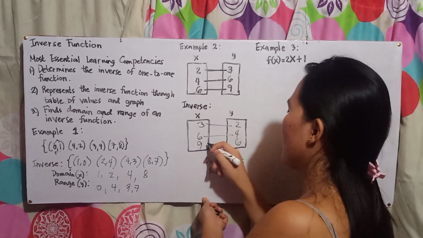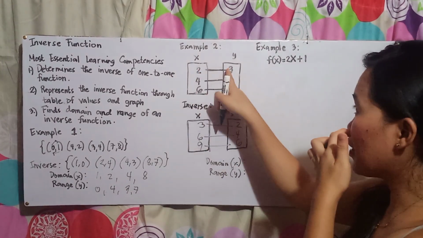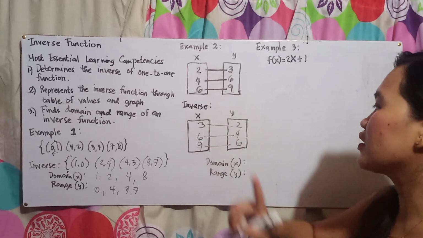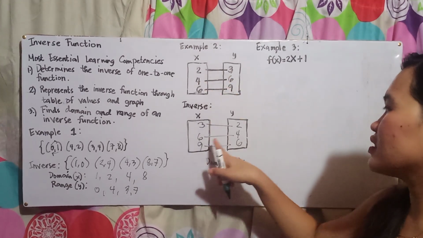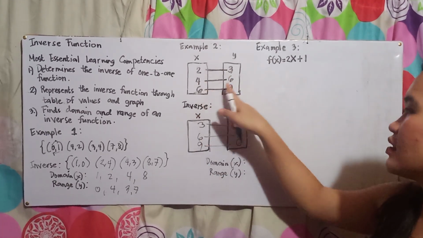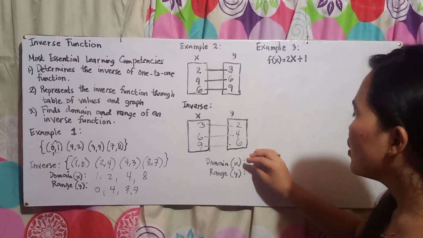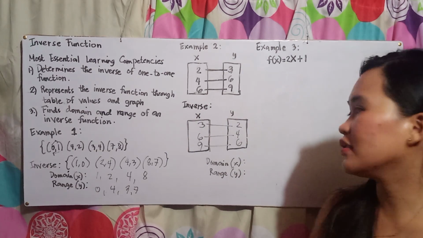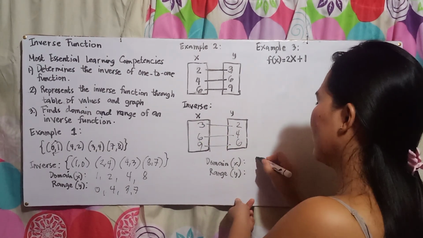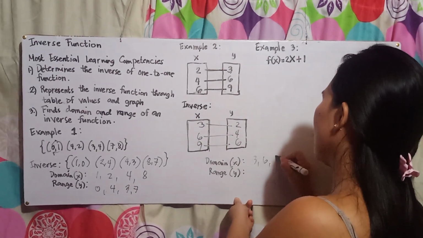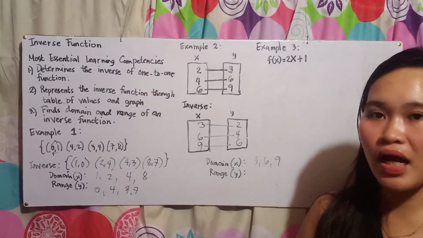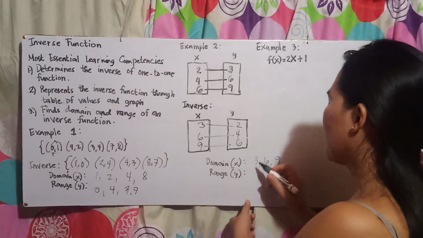Same pa rin. So, i-map. So, since ang 2 gimap sa 3, so magiging ang 3 gimap sa 2. Ang 4, gimap sa 6. Ang 6, gimap sa 4. Ang 6, gimap sa 9. So, 9, gimap sa 6. Then, to identify its domain sa atoang inverse, kanyang value sa x, 3, 6, 9. To find the value of our range, so, kanya 2, 4, and 6.